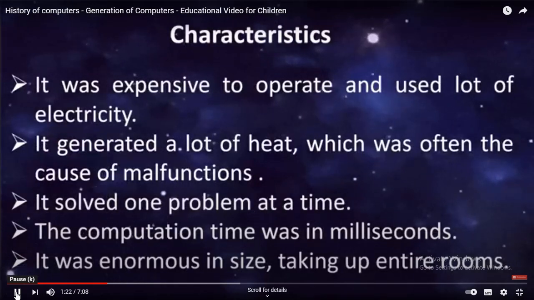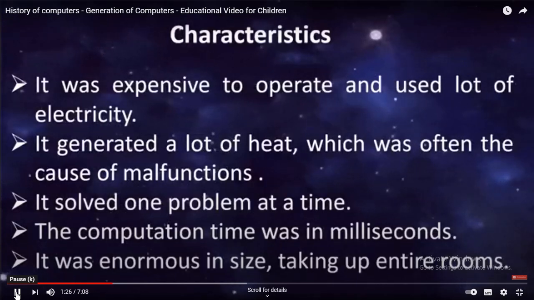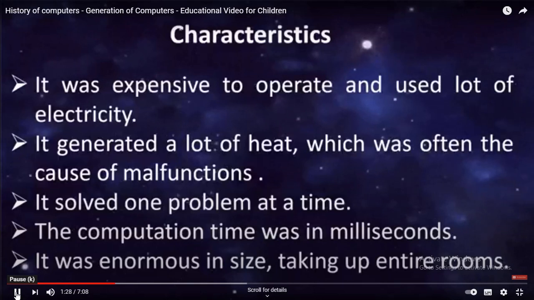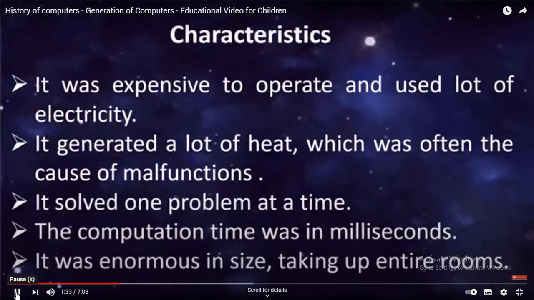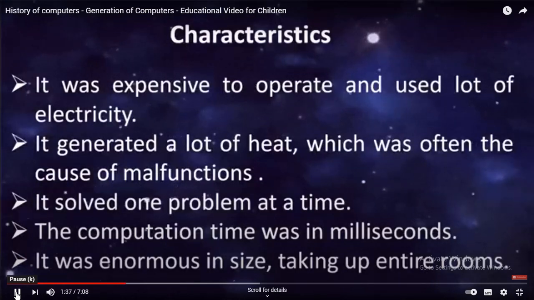Some of the characteristics of first generation computers are: it was expensive to operate and used a lot of electricity. It generated a lot of heat, which was often the cause of malfunctions. It solved one problem at a time. The computation time was in milliseconds. It was enormous in size, taking up entire rooms.